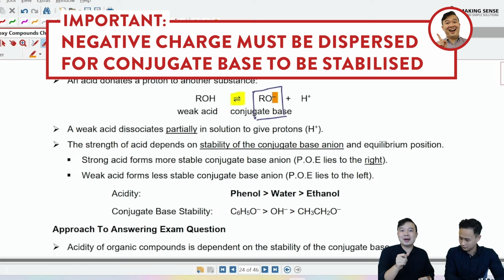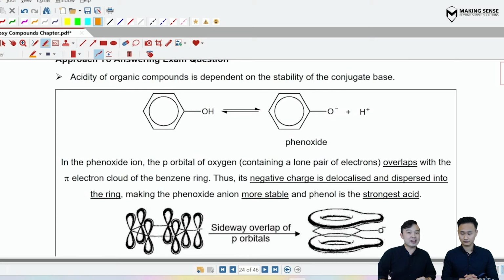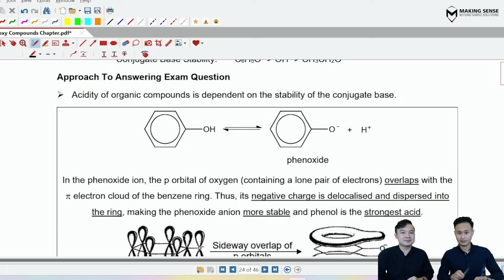And we want to see what are the different methods to achieve that. Okay, now the first one is we're going to jump straight into the action. We're going to take a look at why phenols are more stable, or rather more acidic, and we shall take a look at the conjugate base. Now, let's look at phenol.